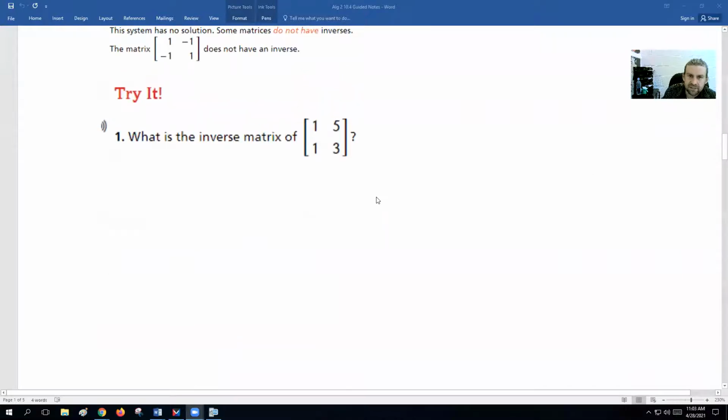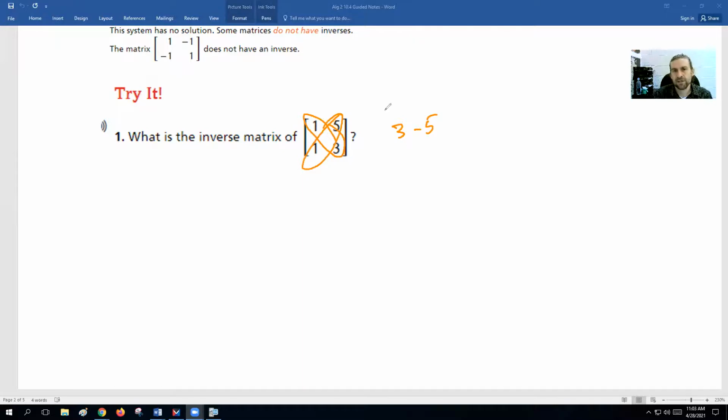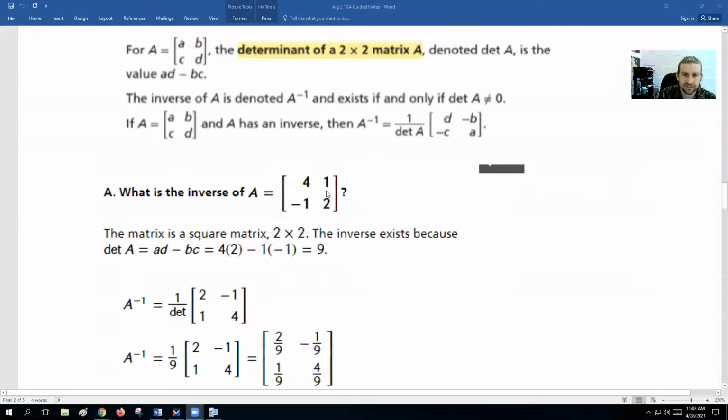Over here, we can see if we did A times D, 1 times 3 is 3, and we subtract 1 times 5 is 5, that does not equal 0, that's negative 2. So we can find the inverse. So that's a good way to check if we have to find the inverse of a matrix, whether we should waste our time doing all that stuff.